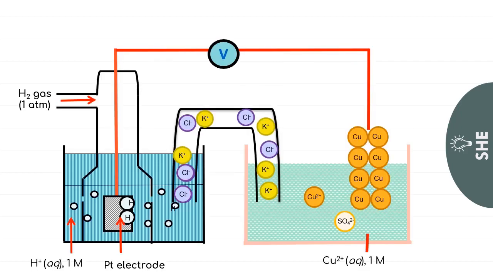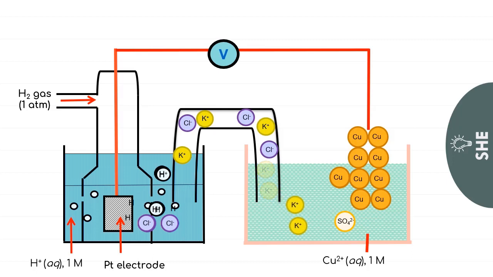For SHE paired up with copper, the concentration of H+ at the hydrogen electrode increases as hydrogen gas undergoes oxidation at the anode, while the copper electrode is seen to become thicker as the reduction reaction takes place at the cathode. Positive charge building up in the left beaker will be neutralized by the negatively charged Cl from the salt bridge. Same goes for the beaker containing the copper electrode, where negative charge builds up, the positively charged K will move over into the half cell to help balance out the charge.